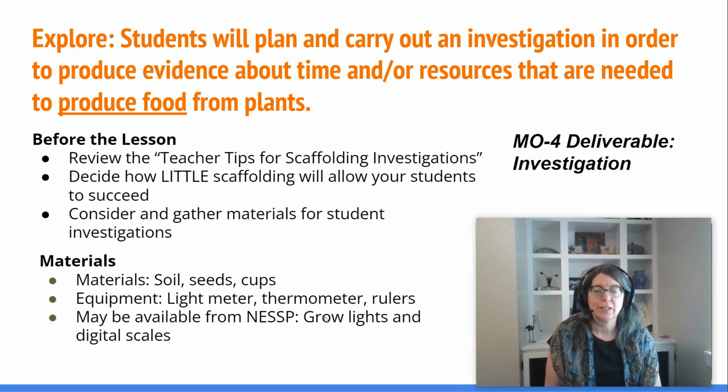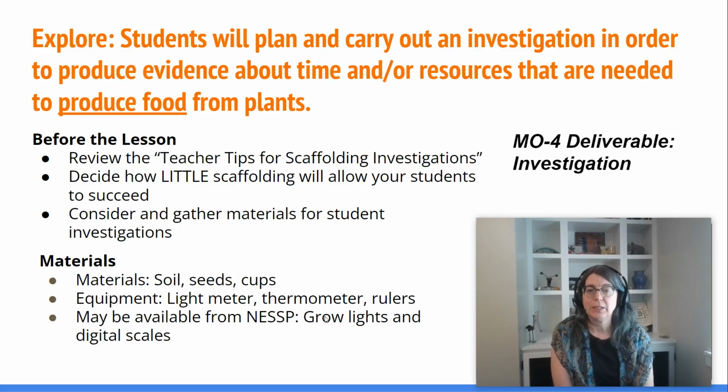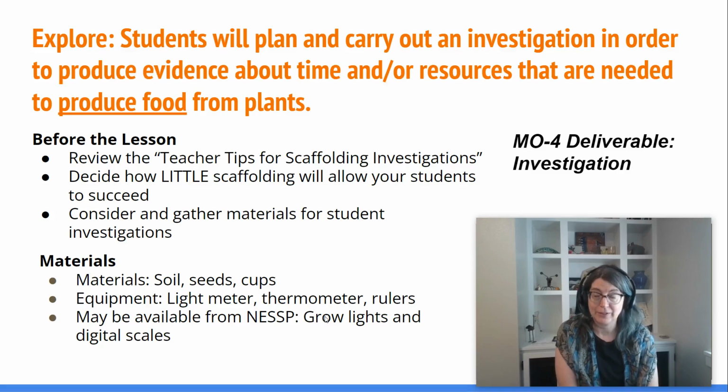So check out that scaffolding table to get some ideas on areas where you might be able to support your students. And finally, consider and gather the materials that you will make available to students for the investigation. This could be a variety of things, including your basic materials like soil, seeds, cups, or bags to grow the plants in. Could also include equipment like light meter or light meter apps on your phone, thermometers, rulers, things like that. And available from NESB, grow lights, and digital scales to basically weigh whatever plant matter is produced so that you can use that weight to calculate calories, which is how we measure food.